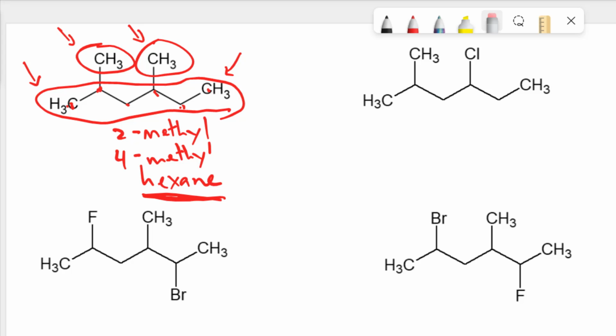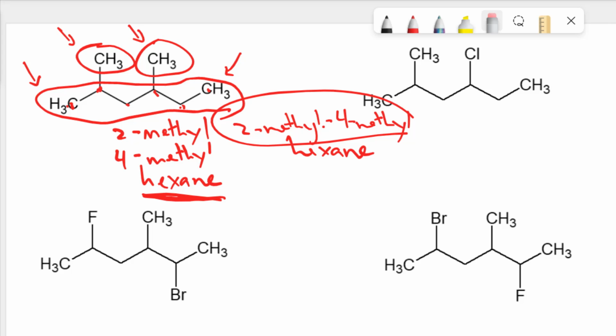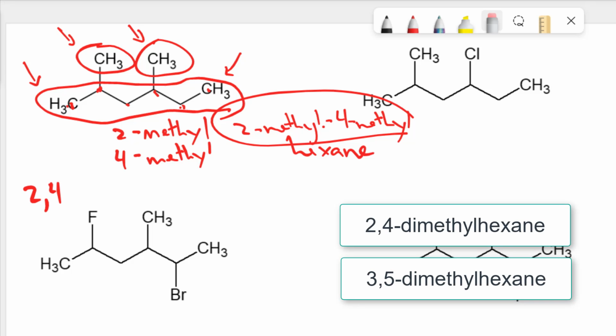I could write out 2-methyl, 4-methyl, hexane, but you can see that's a bit redundant. So what we're going to do is combine this together to make it easier for ourselves. On the 2 carbon, I have a methyl group, and then I'm going to put a comma. Between numbers, we use a comma. On the 4 carbon is another methyl group. I'm going to use a dash. The dash is between numbers and letters.